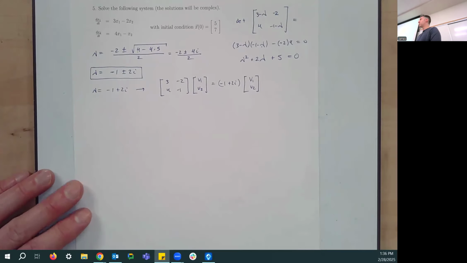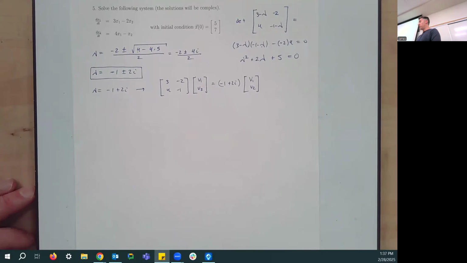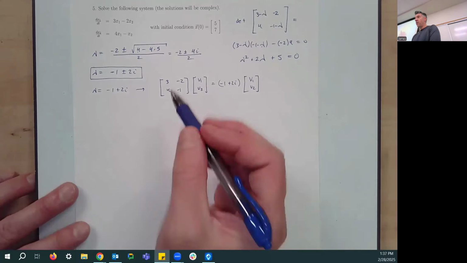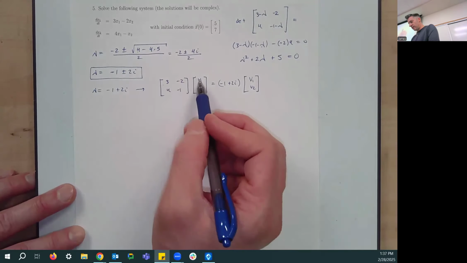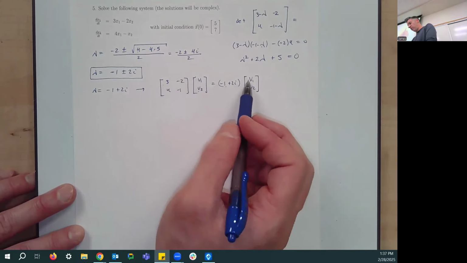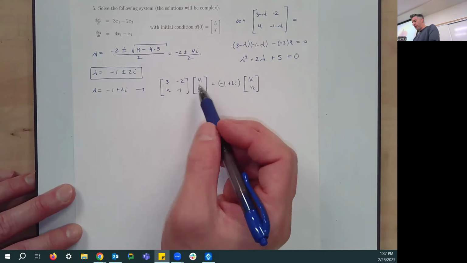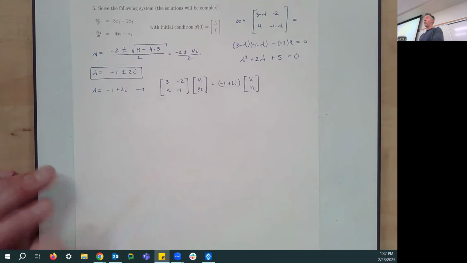I will say when you do this, you really should only write one of the equations, right? You don't need to write both 3 times v1 minus 2 times v2 equals -1 plus 2i times v1 and 4 times v1 minus 1 times v2 equals this times v2. You only need to write one of those equations. So let's write the first one.